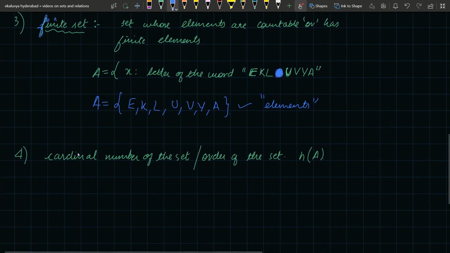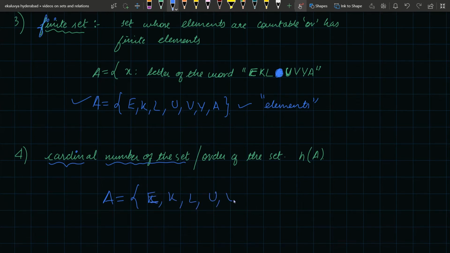What is the cardinal number of a set? Let's understand the cardinal number of a set. Let's take the same Ekalavya example. Here we know there is E, and then we have K, and then L, and U, and V, and Y, and A. So the cardinal number of a set means the number of elements you have in that set. So we have 1, 2, 3, 4, 5, 6, 7. There are 7 elements. So the cardinal number of the set A is basically 7.